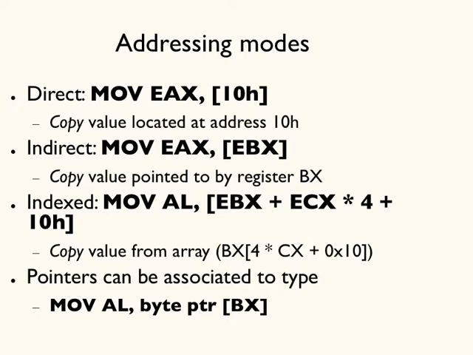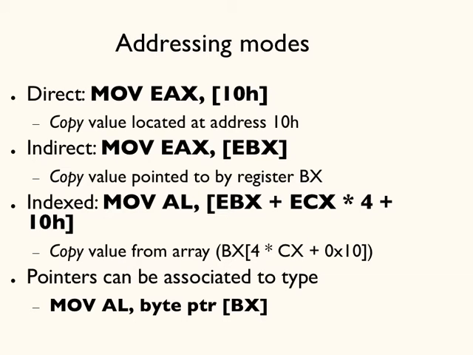And there can be indexing. Something like this you can imagine would be very convenient for array operations. ECX here can be a counter, and EBX can be the base of your array. Basically, you are moving the value of this array to one register. So probably you have a loop there, so that ECX can be incremented.